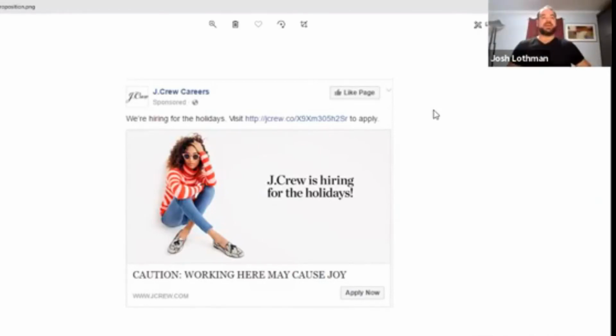Yeah, I think it's a good ad. One thing I really like about it is that they are tying in every single element of the ad into the same place. So the ad copy above, we're hiring for the holidays. And then the lady is wearing this red and white sweater, which represents the holidays, represents Christmas. And in addition to that, represents their brand, the kind of clothes that you'll find at J. Crew. And then the headline, caution, working here may cause joy.